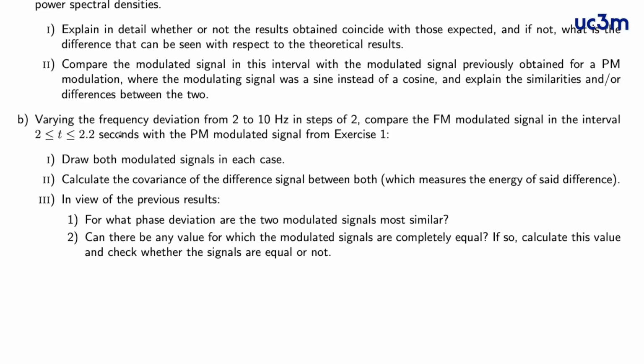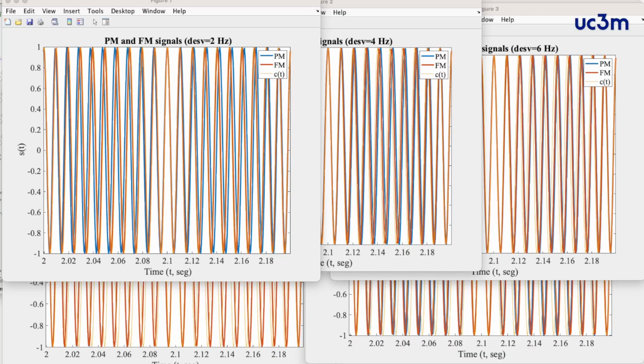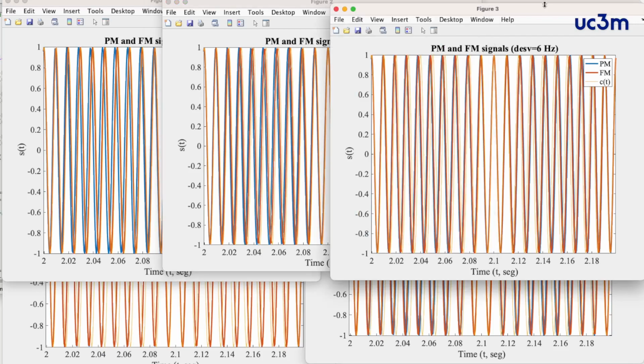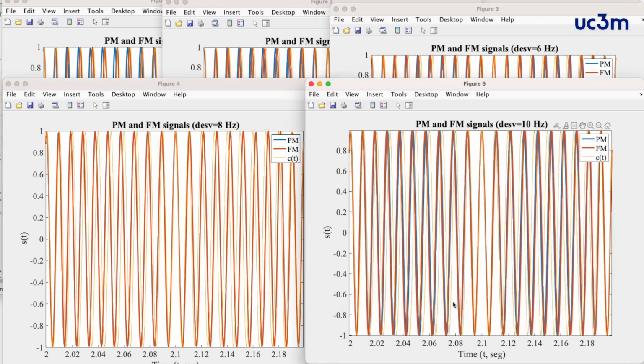Now, when the frequency deviation constant is modified from 2 Hz to 10 Hz in steps of 2 Hz, the waveform of the frequency modulated signal will be compared with the waveform of the phase modulated signal. Starting from a deviation of 2 Hz, we can see that if we increase to 4, the two signals are a little bit more similar, even more similar for 6 and for 8, and for 10 they are a little bit different.